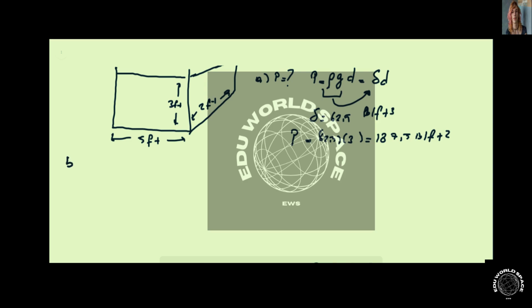In part B, we're asked to find the force at the bottom of that tank. We know that force is equal to P times A, where A is the area that the pressure is acting on. In that case, A would then be the area of this shaded region. That would then be 187.5 times 5 feet times 2 feet. We then find the force at the bottom of the aquarium to be 1,875 pounds.